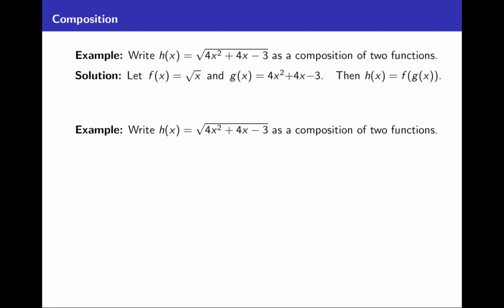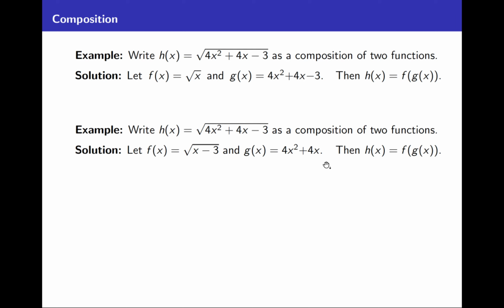I have students who will correctly solve the same example, perhaps like this. Write this same h of x as a composition of two functions. Sometimes students will say, well, I'm going to let f of x be the square root of x minus 3. So whatever you plug into that, you subtract 3, and then you take its square root. And then I'm going to let g of x be the function 4x squared plus 4x. And sure enough, h of x is f of g of x.